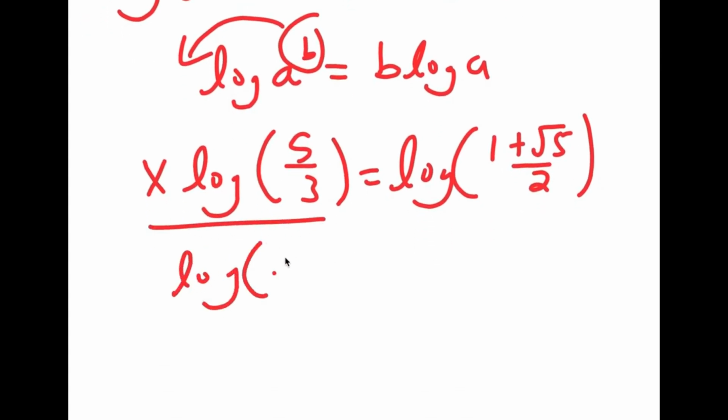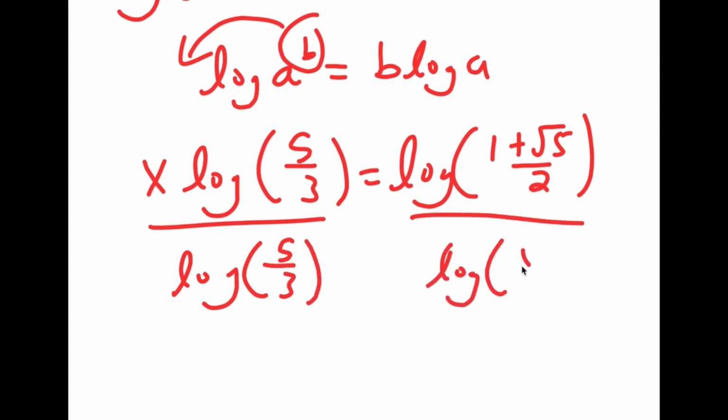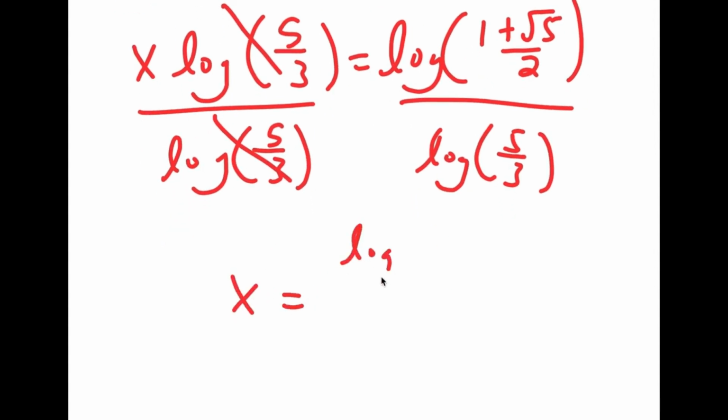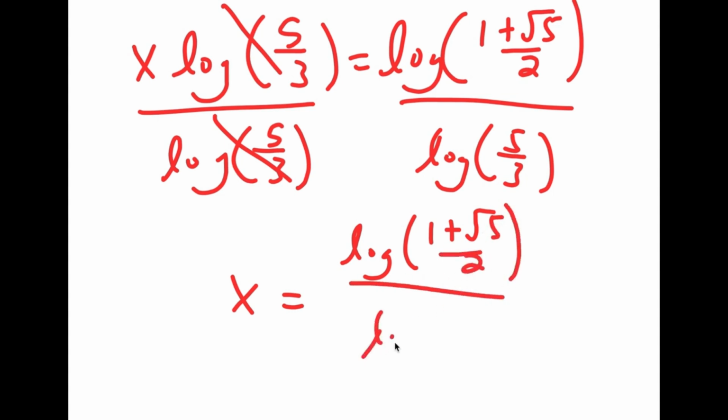Now if I divide both sides by log of 5 over 3, these two cancel out, and I get x is equal to log of 1 plus the square root of 5 over 2 over log of 5 over 3.